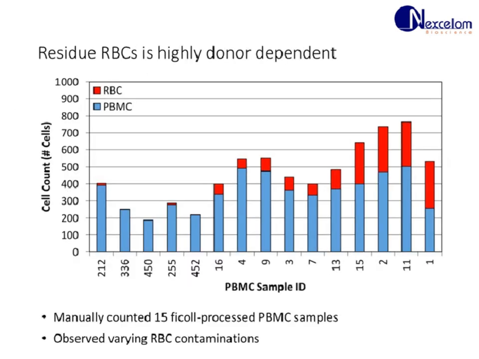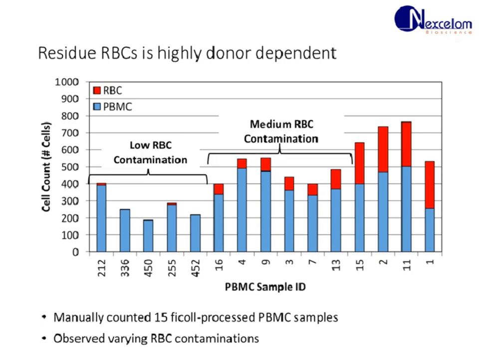So in this experiment, we found that residual RBC is highly donor dependent. We manually counted 15 glycol processed PBMC samples that were all processed the same way. And we observed varying RBC contaminations from low, medium, to high. And these are all donor dependent, causing inaccurate cell count, which will also cause downstream assays to be inaccurately performed due to these numbers.